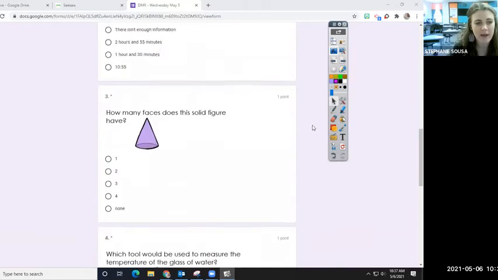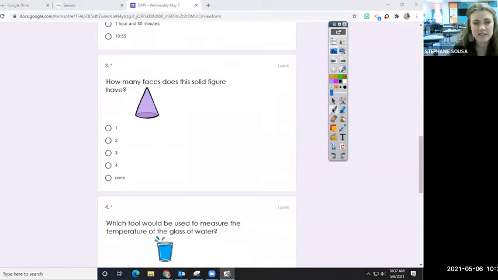All right, next up, how many faces does this solid figure have? There were 2 correct answers to this yesterday, and let's talk about why. Your correct answer could have been 1. Your correct answer could have been 2. And here's why. Because it depends on who you talk to. Even the state of Indiana, the Indiana Department of Education gives 2 different answers. On one website, it says there's 1. On the other website, it says there's 2, which is goofy.